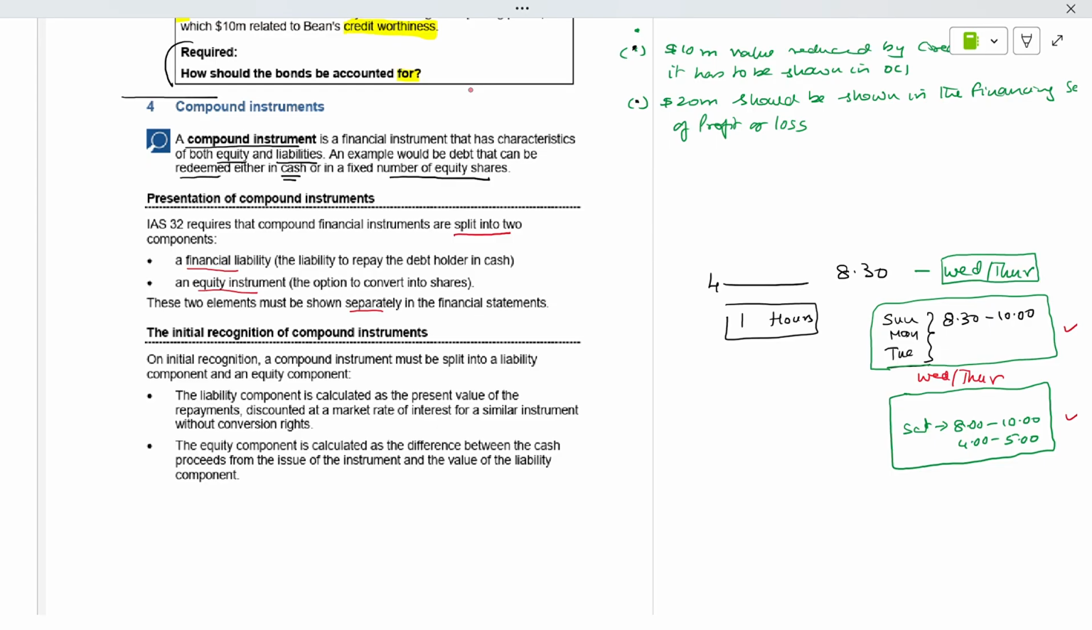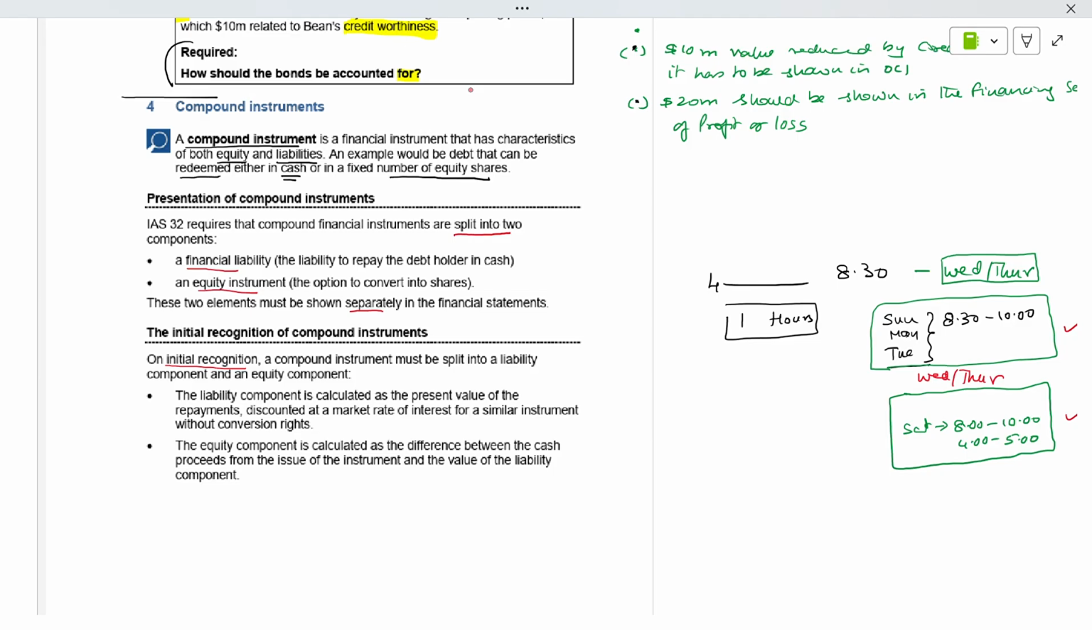Okay, this means if you have a compound instrument, you have the financial liability and equity instrument. Now you have to show it separately in the financial statements. When you show it separately, initial recognition, same process. A compound instrument must be split into liability and equity.